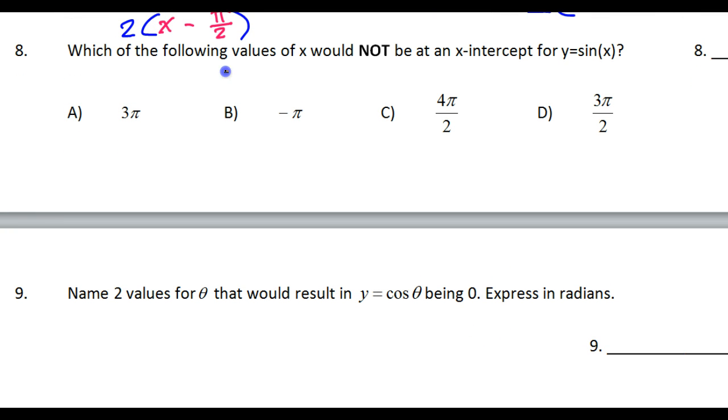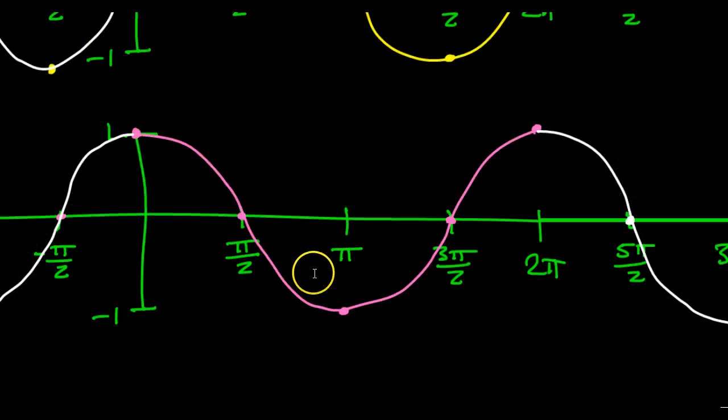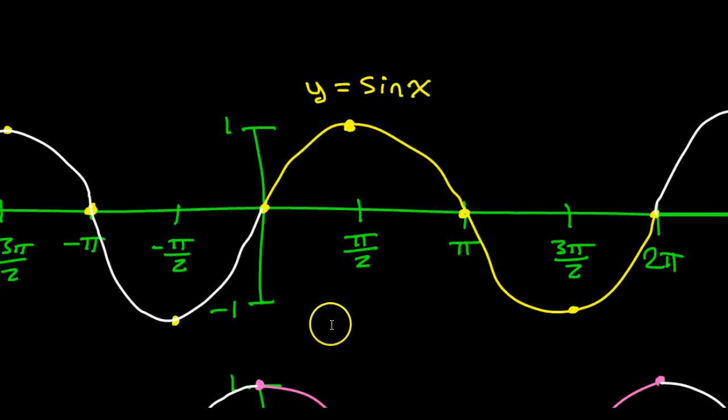Number 8. Which of the following values of x would not be an x-intercept of the function y equals sine x? Which would not be an x-intercept? Well, we long ago looked at this parent function y equals sine x. Let's look back through the history. Oh look, it's right here.